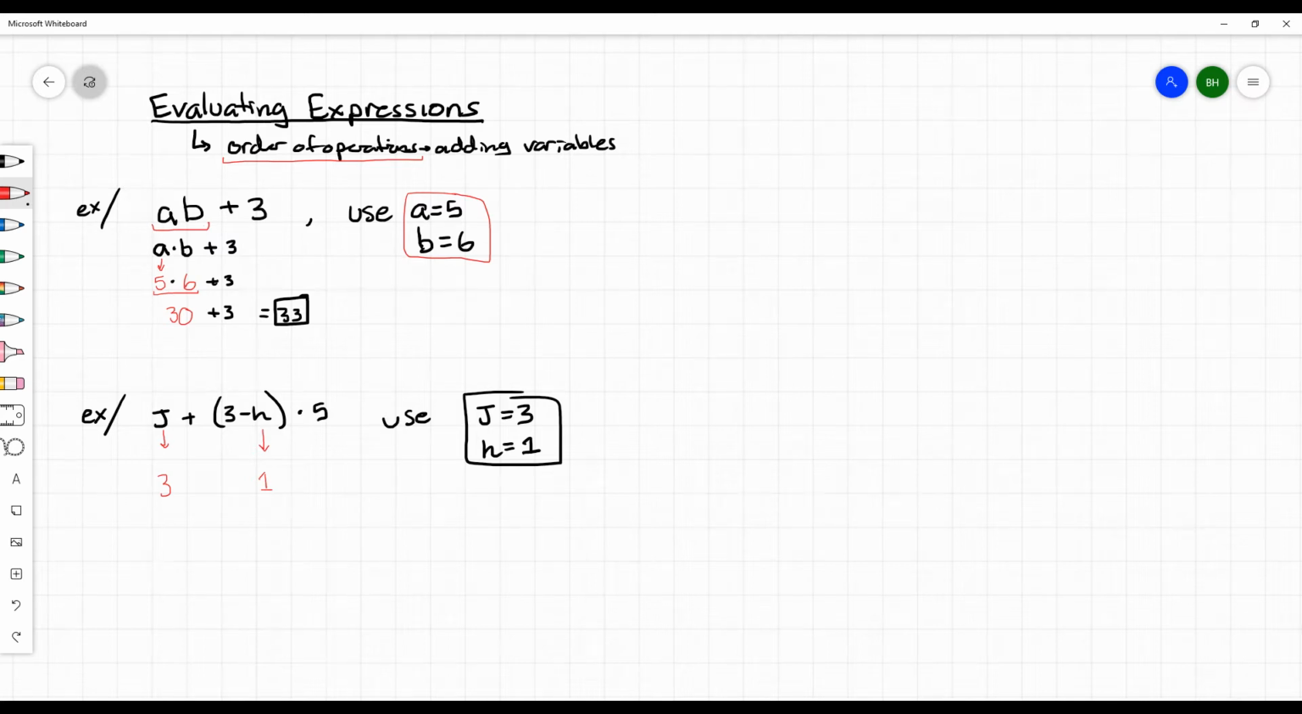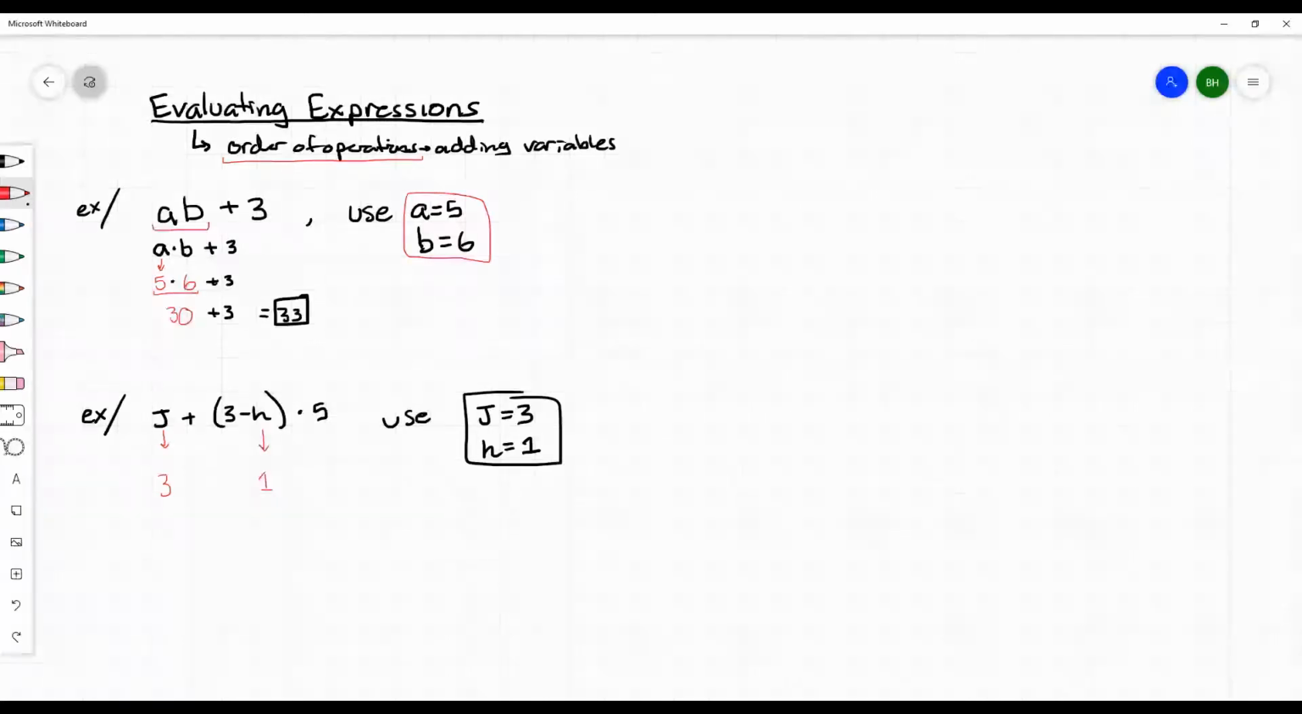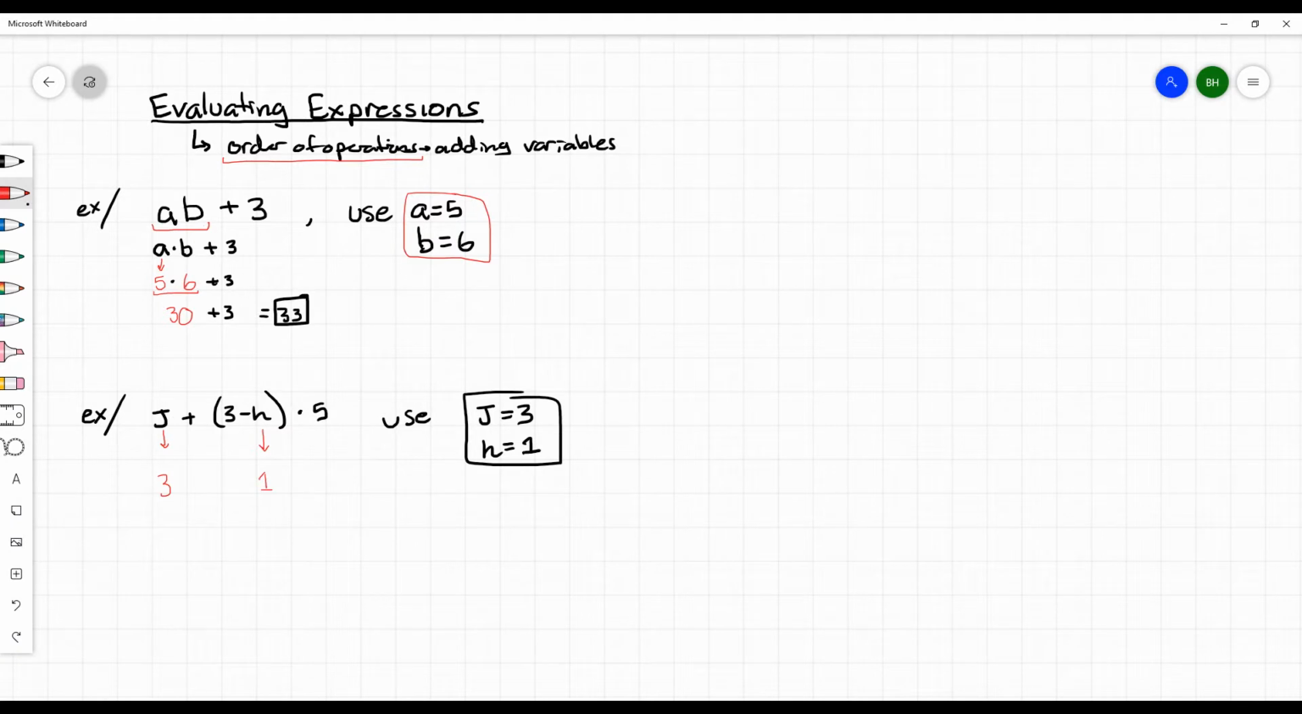Let's actually finish this problem and take a look at what we get. So where I left you here, we have j plus 3 minus h times 5. The first thing we want to do is get these variables into this expression. Once you've replaced the variables with the numeric value that belongs to them, we can write down everything else that belongs here in the expression.